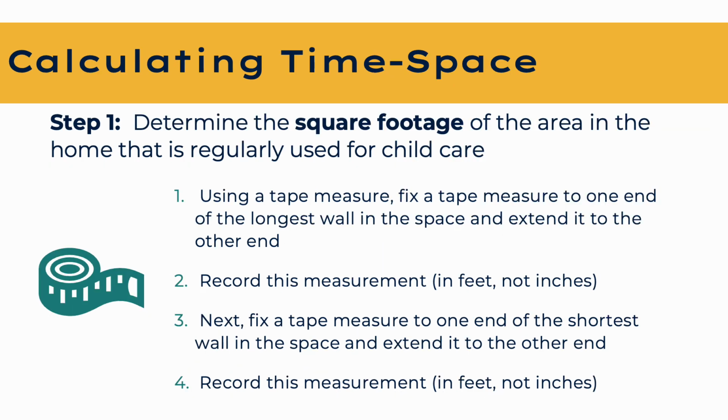Using a tape measure, fix one end to the base of the longest wall in your space and extend it to the other end. Next, record this measurement in feet, not inches. Then, fix a tape measure to one end of the shortest wall in your space and extend it to the other end. And record this measurement in feet, not inches.